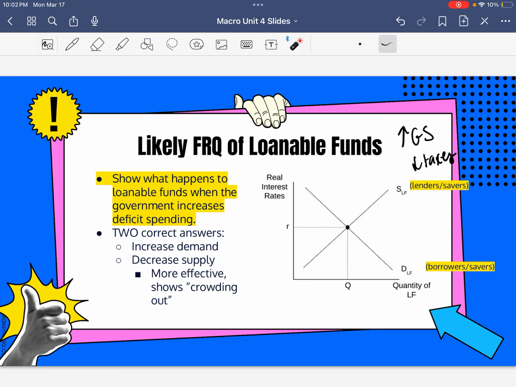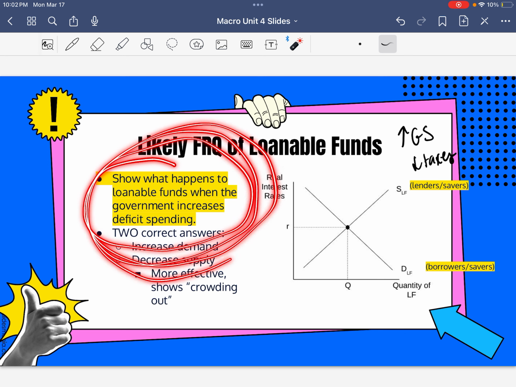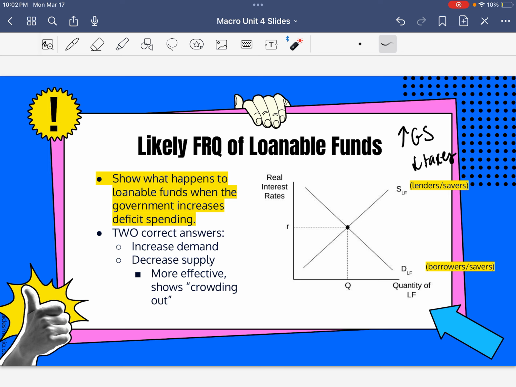So later on in the FRQ, it might say something like, show what happens to the loanable funds when the government increases deficit spending. Technically, there's two right answers. I'm going to show you both correct answers, and then I'm going to tell you which one you should actually do. So if the government decides to deficit spend more money than what they brought in taxes, they are technically demanding loanable funds. They don't have the money, they have to borrow it from somewhere. So we would increase demand of loanable funds.